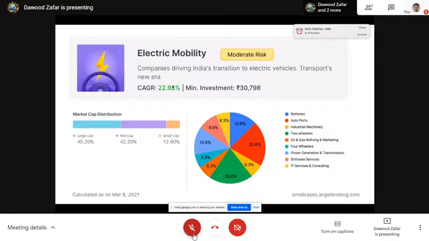That is, what is the rationale of this smallcase, right? Companies driving India's transition into electric vehicles means transportation's new era is going to come. So what's the CAGR? It is 22.9. You'll be able to see this CAGR for every smallcase. Along with that, you'll be able to see what is the minimum investment amount in this smallcase.